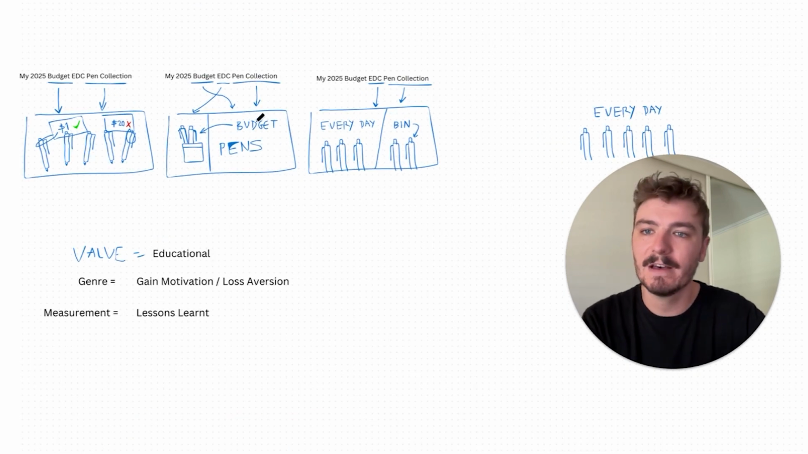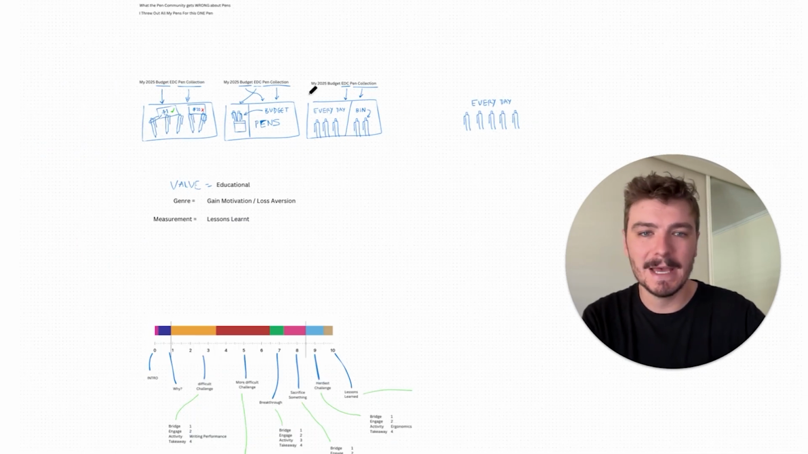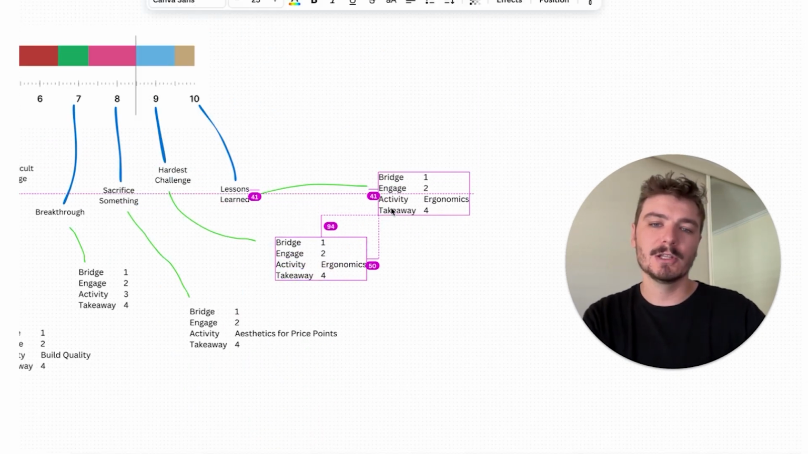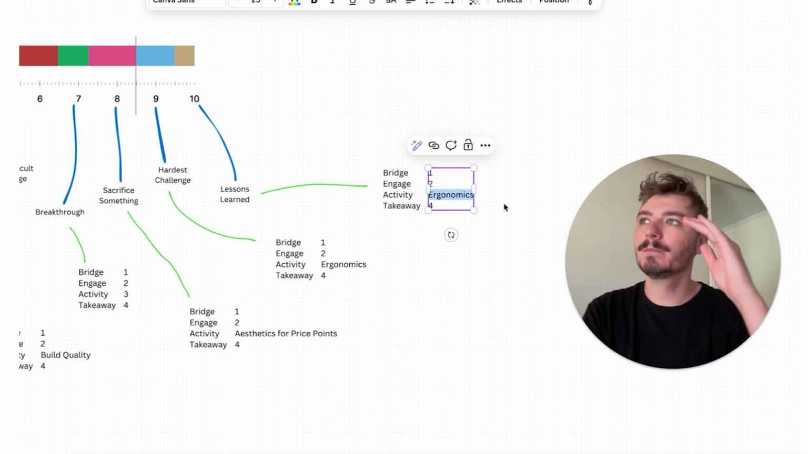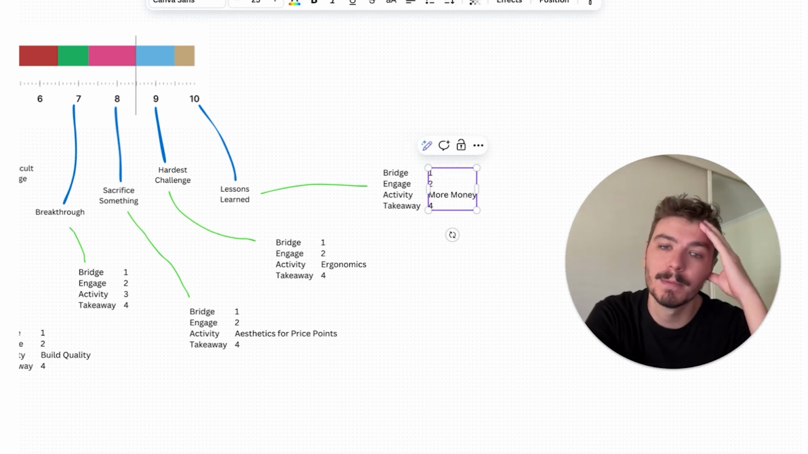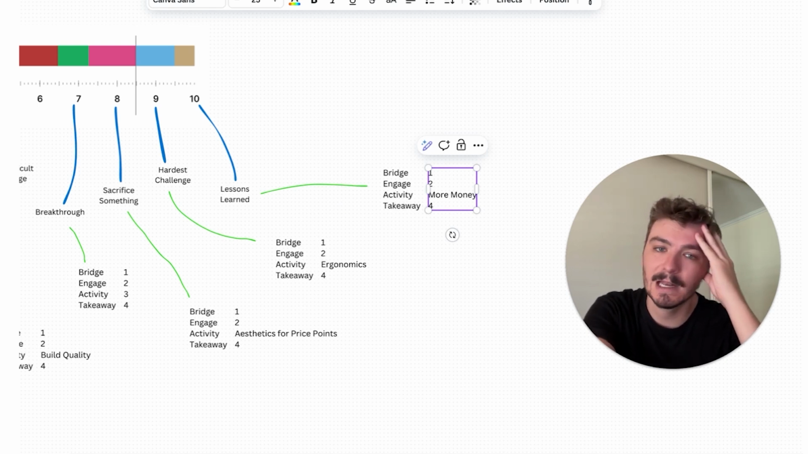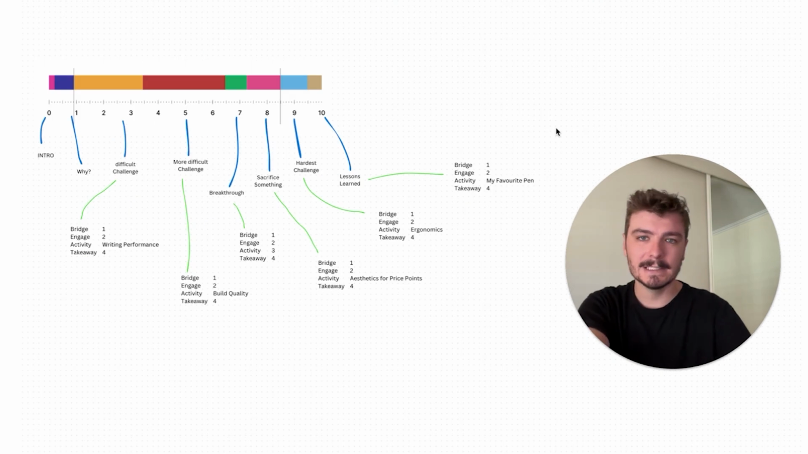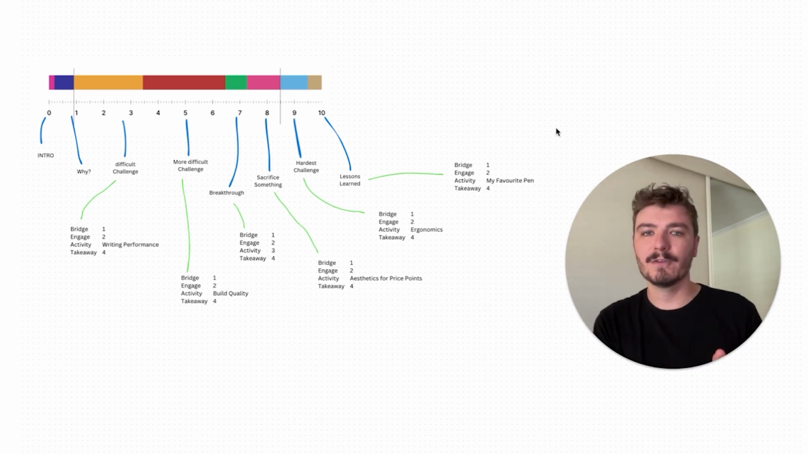So from this, we have my 2025 budget EDC pen collection. So what would the lesson learned here from that be? I think it will be more money. Oh wait, I can't have more money does not equal better pen if the sacrificing is the price point. So I think the lesson learned will be my favorite pen. The lesson learned will be this here is my favorite pen for EDC. I quite like that idea.